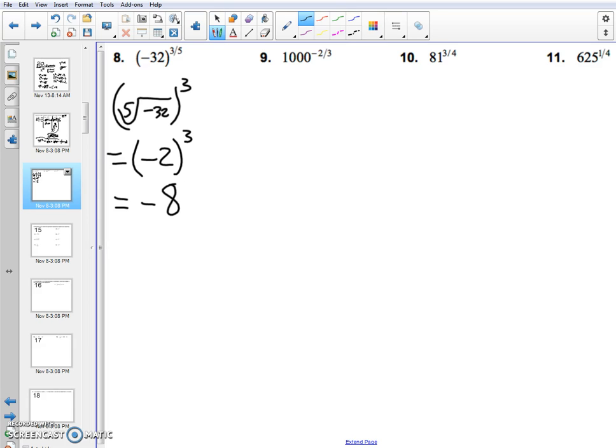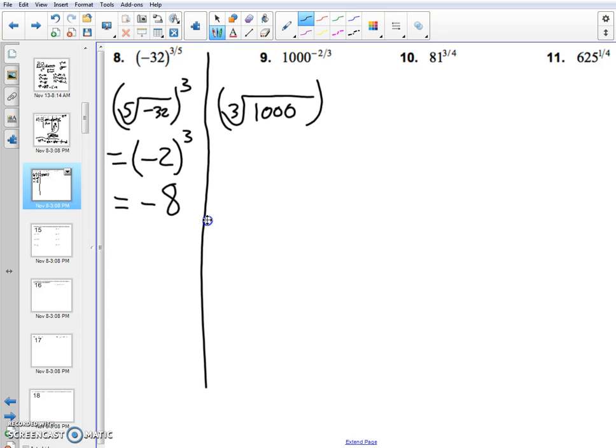All right, next one here. So I have the 3rd root of 1,000, and that's all squared. Now since I have that negative exponent, this entire thing is now a denominator. Okay, so 1 over. If you raise 10 to the 3rd power, you end up with 1,000. So this is 10 squared. So this is just 1 over 100.